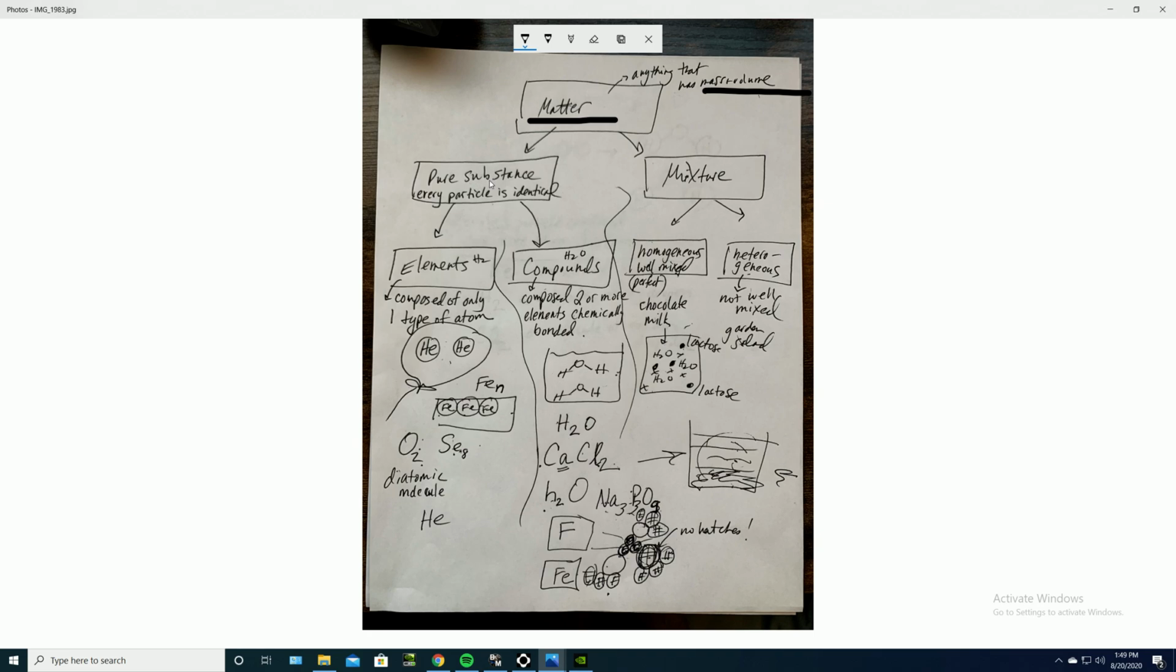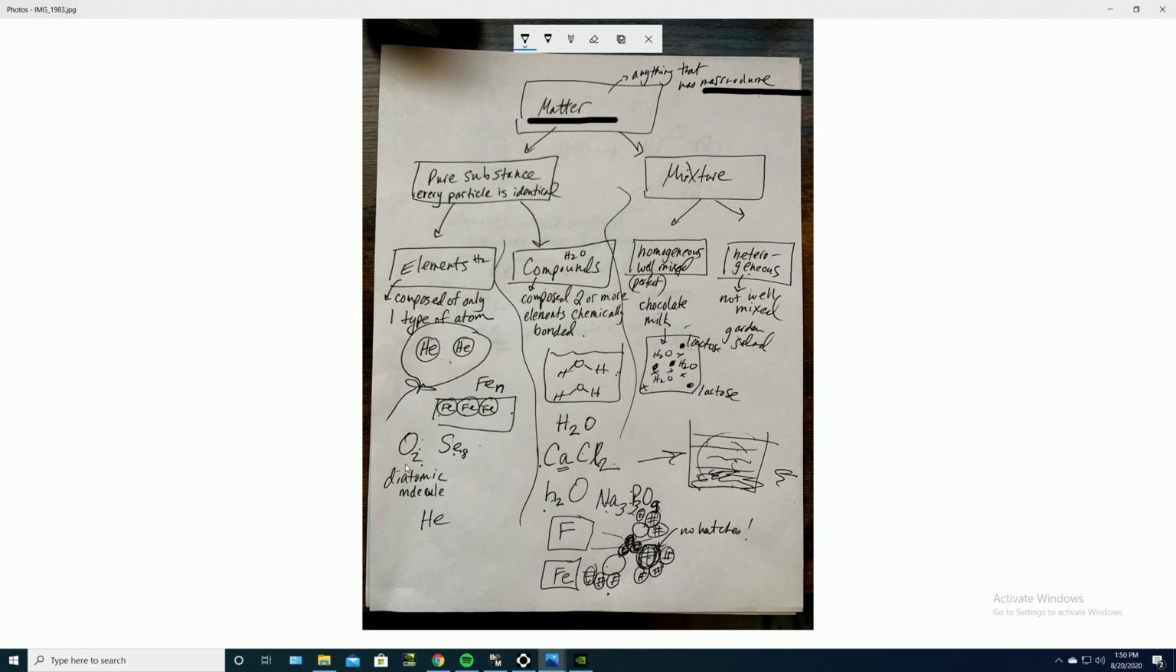So, you can have a pure substance, and this means that every particle is identical to each other. This can happen in many different ways. First off, you can just have an element. If you have a pure substance of an element, that means that substance is composed of only one type of atom. So here, for example, this balloon filled with helium counts as an element since it's composed of only one type of atom. Here, this bar of iron would also be an element since it's only one type of atom.